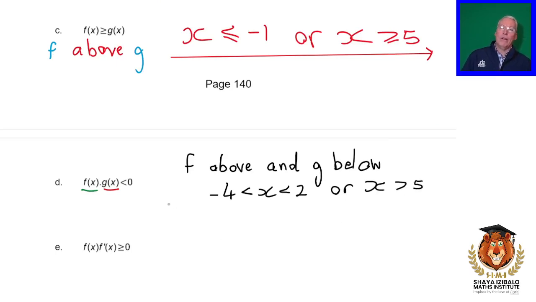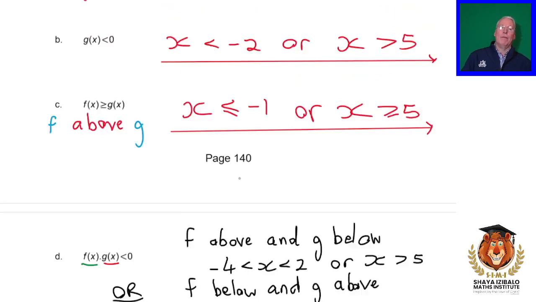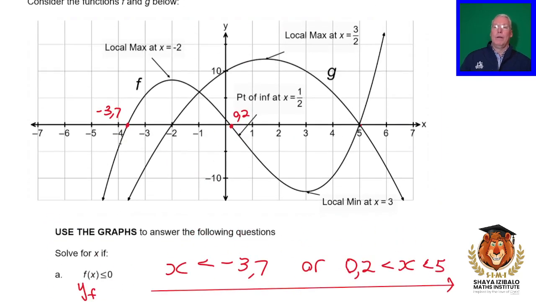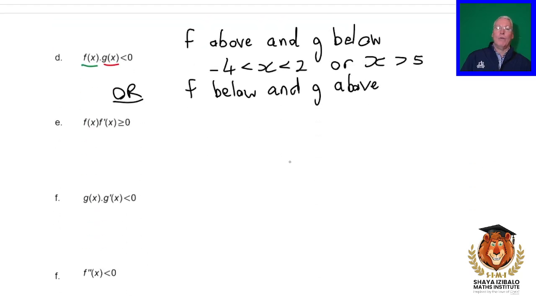But we can also go the other way around. We could have f below and g above. Let's have a look now and see if we've got any cases where f is below and g is above. F is below from here to 5, and at that stage g is above. All right, so from 0,2 to 5. Okay, we still haven't involved any calculus.